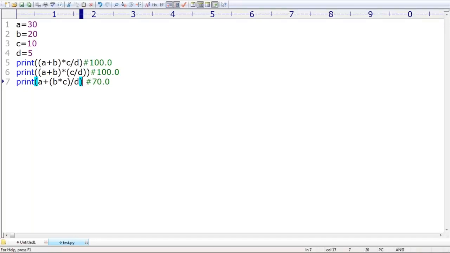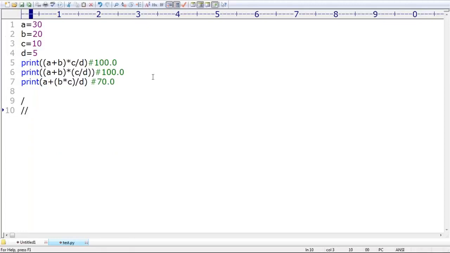Why does division alone give a float value? Because in Python, the division operator is implemented to always generate a float value. If you want an int value, you need to go for floor division. There are two types of division operators in Python: normal division and floor division. Normal division always works to give float values, but floor division works for either int or float values. Up to this, is it clear?